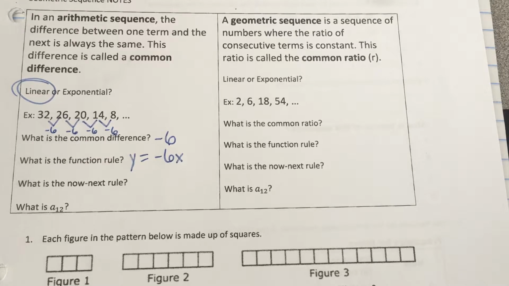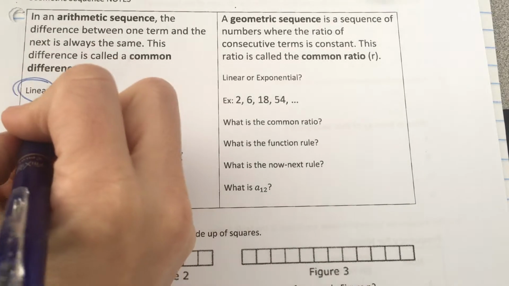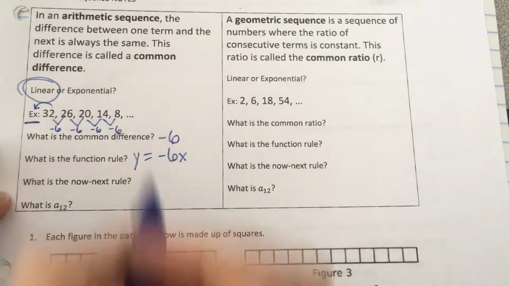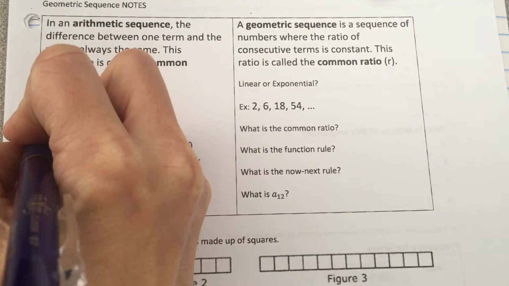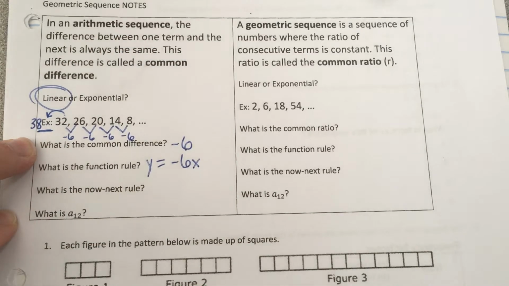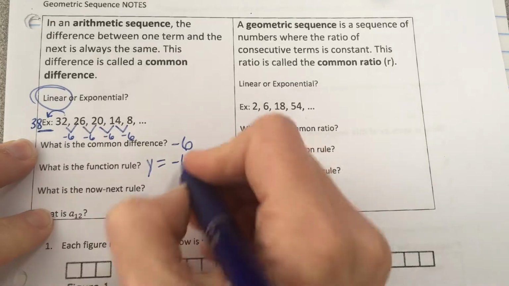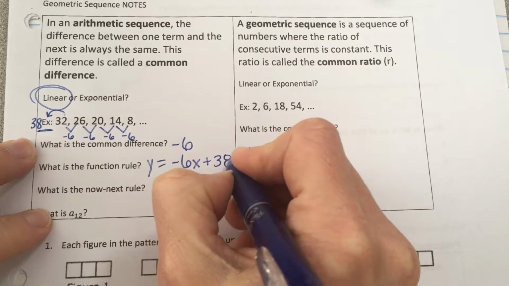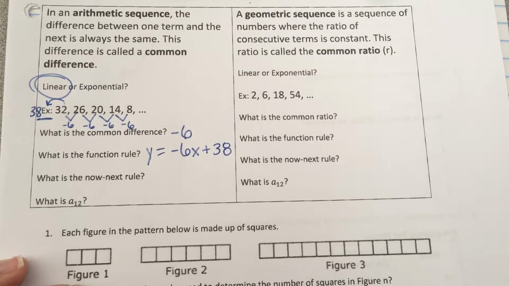Then I also need to know the starting value. Does this one start at 32? No. Very good. You got to go back a step. So what would it be starting at? 38. How do you get 38? You add 6 because you're going backwards. Okay, so this one starts at 38. That's your function rule.